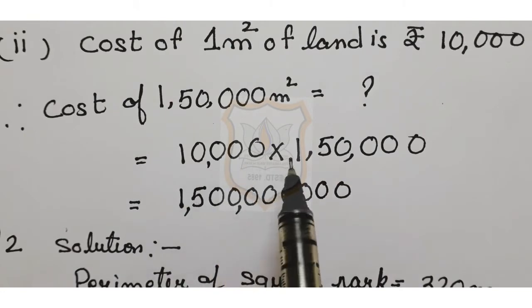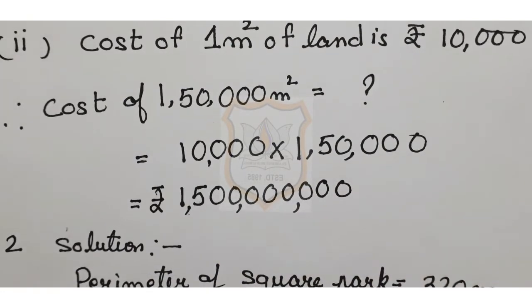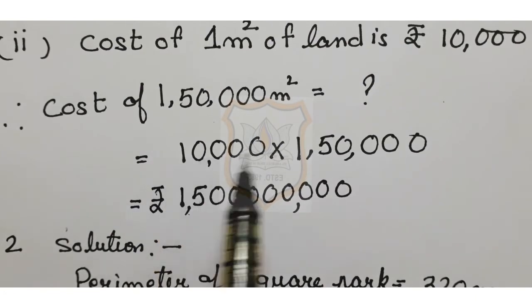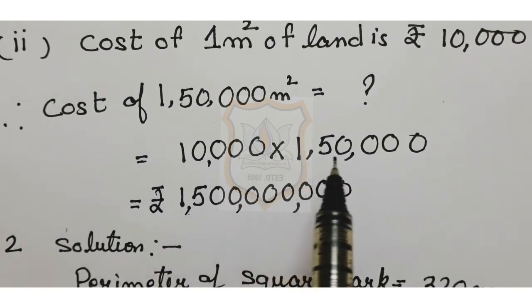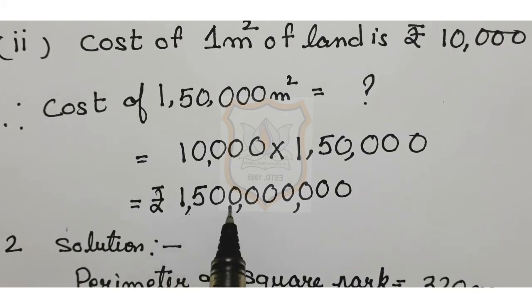So 10,000 into 1,50,000. After multiplying, the answer is rupees 1,500,000,000. The cost of that rectangular piece of land is 1,500,000,000. बहुत महंगा है भाई.